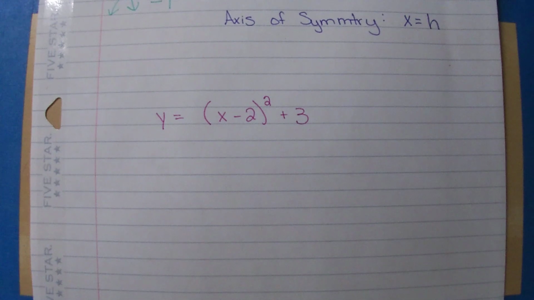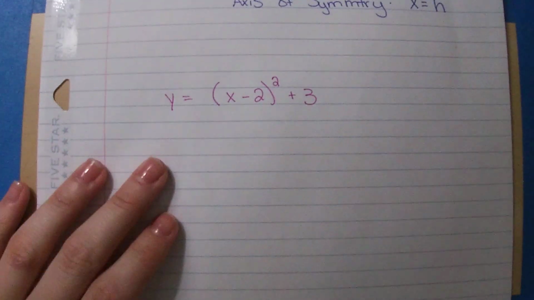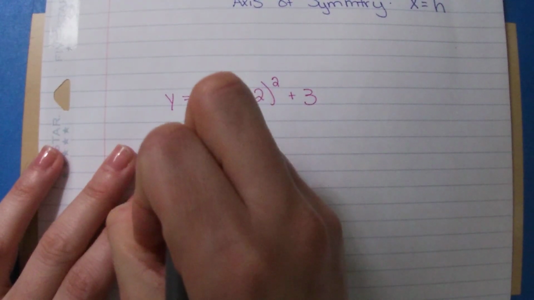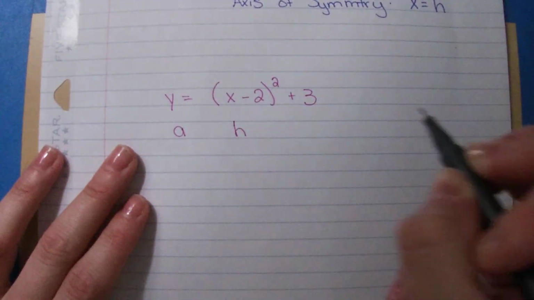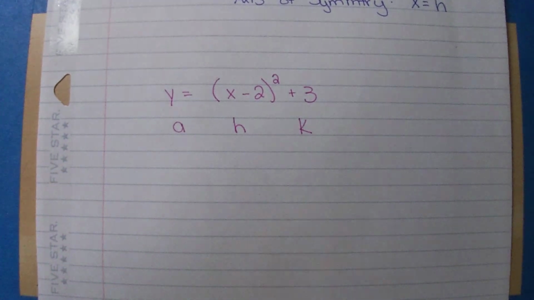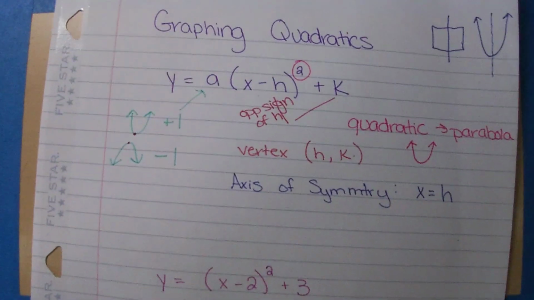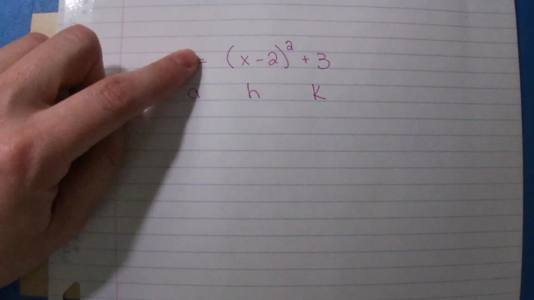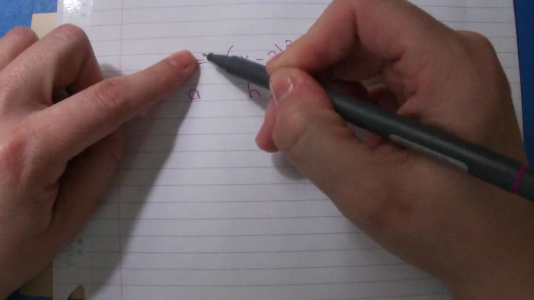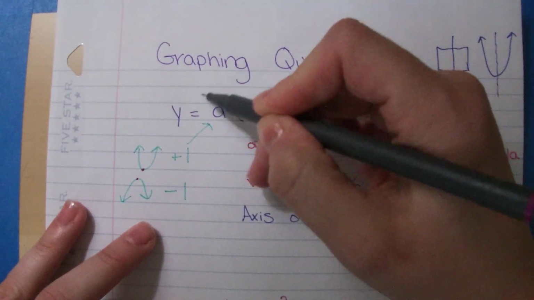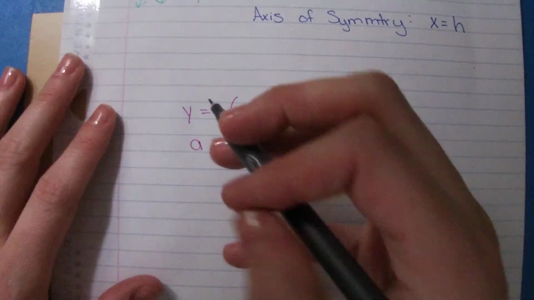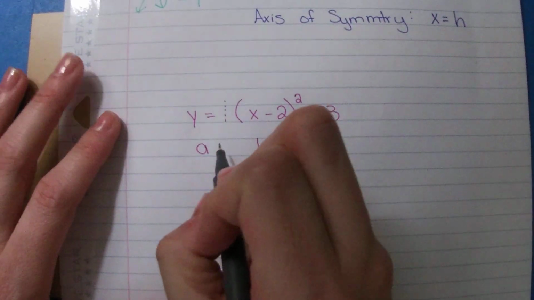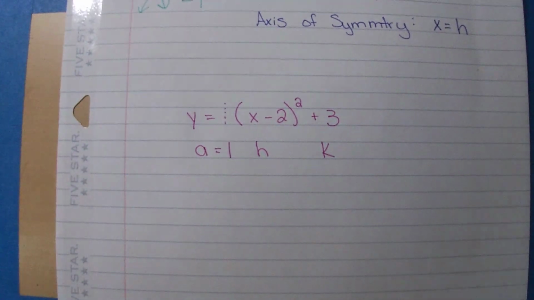Okay, so there are 3 numbers that are going to be important in this function. The 3 numbers that come into play are our a value, our h value, and our k value. So if we can identify what those values are, it's going to answer all of these other questions for us. So remember, a is what's sitting directly in front of the parentheses. We don't see anything here, right? So there's really a positive 1 there. So a is equal to 1.